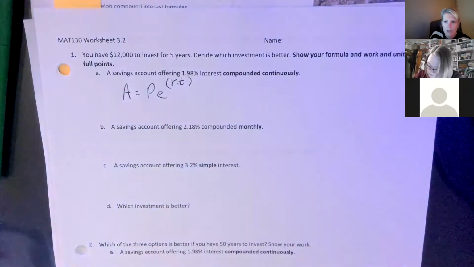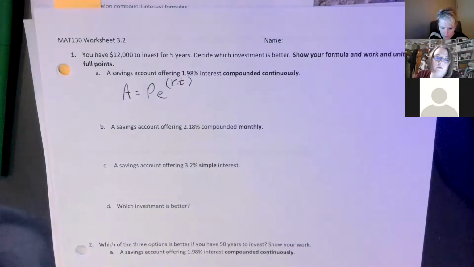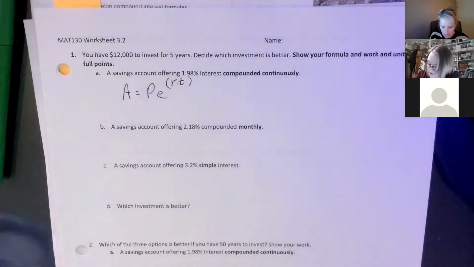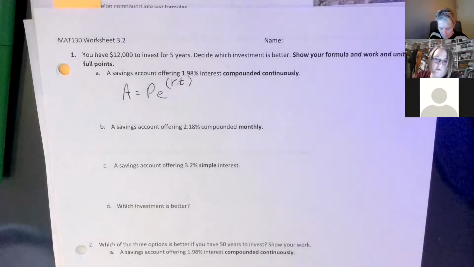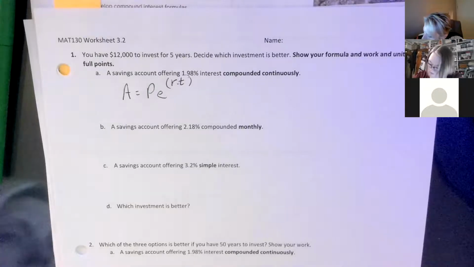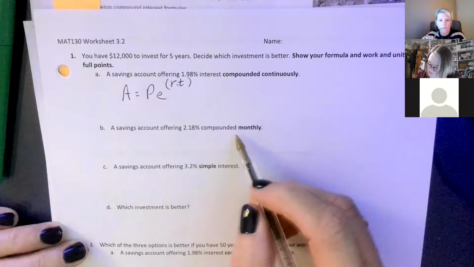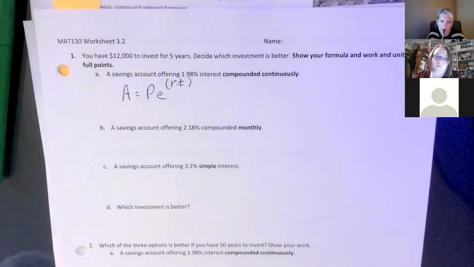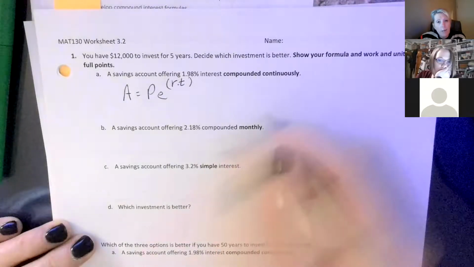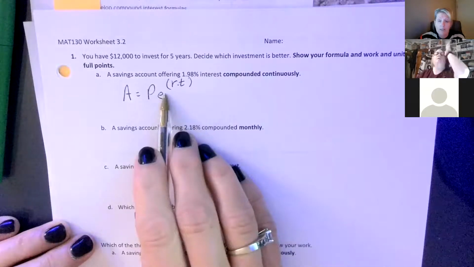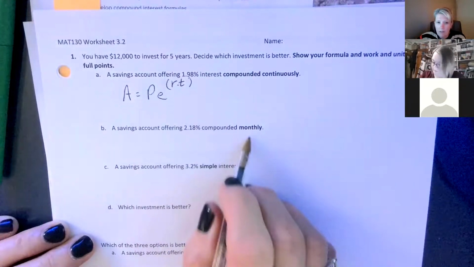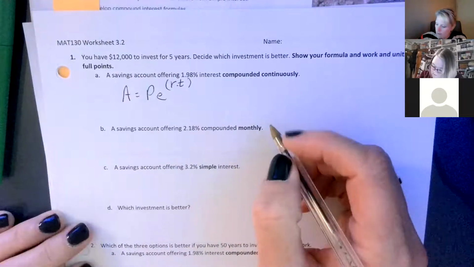I'm sorry, you have another question, Sandy? The next one is compounded monthly. So am I going to do 12 times 5? On a monthly, the formula you're using, right? It's the same formula, but it's not compounding continuously anymore. So for monthly, we're going to use the compounding formula.